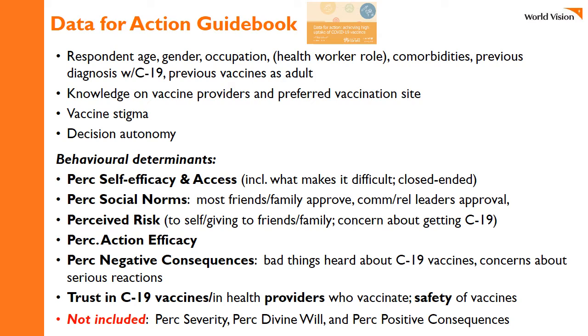So here are the types of things explored in the BESD survey in addition to overall vaccine acceptance. Note that they include questions on 6 of the 12 determinants that we normally explore in barrier analysis, but there are also some notable omissions such as perceived severity of COVID-19, perceived divine will, and perceived positive consequences of vaccination. So I recommend you add questions on these determinants in your own surveys. Note it has some useful information in there about knowledge of vaccine providers and the preferred vaccination site, on vaccine stigma, and also on decision autonomy.